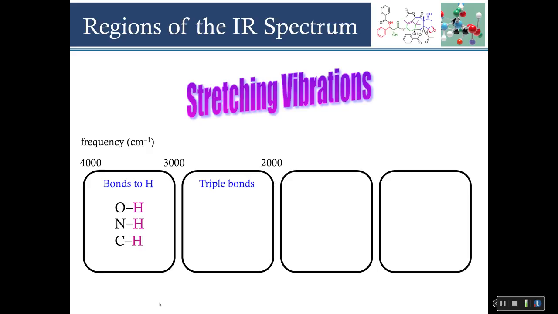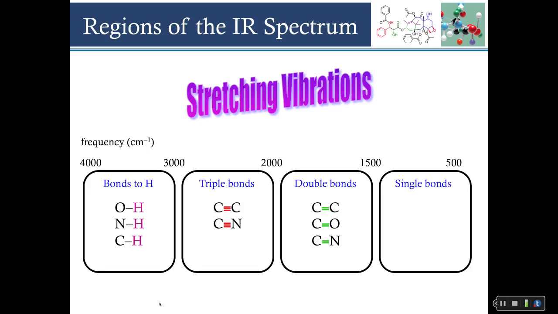Triple bonds are a unique signature in IR. They're kind of in no man's land where nothing else is, between 2,000 and 3,000 wave numbers. Both carbon-carbon triple bonds and carbon-nitrogen triple bonds will fall in the region between 2,000 and 3,000 wave numbers. Double bonds, we're going to see a lot of double bonds in IR spectroscopy, especially carbon-oxygen double bonds, but also carbon-carbon double bonds and carbon-nitrogen double bonds between the 1,500 and 2,000 wave number region.